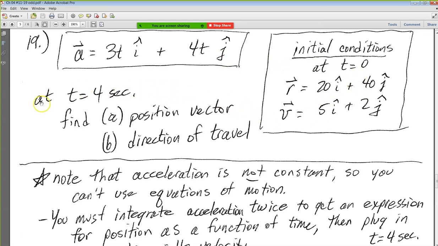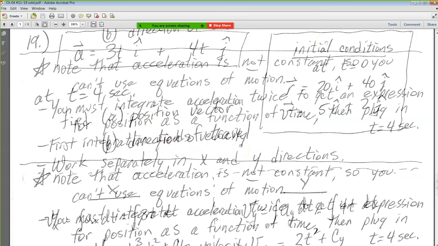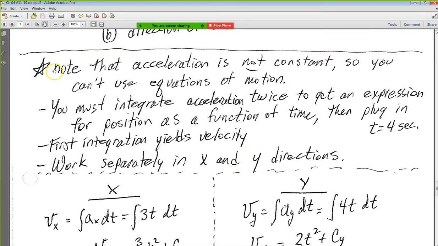Then what am I trying to find out? Here it is. At time equals 4 seconds, I want to find out where is the particle located, and I want to know which direction it is traveling in. So I put a note here with a star because it's very important. The acceleration is not constant, so we cannot use the equations of motion. Instead, we're going to integrate the acceleration equation twice. The first time will give us the velocity, and the second time will give us the position.